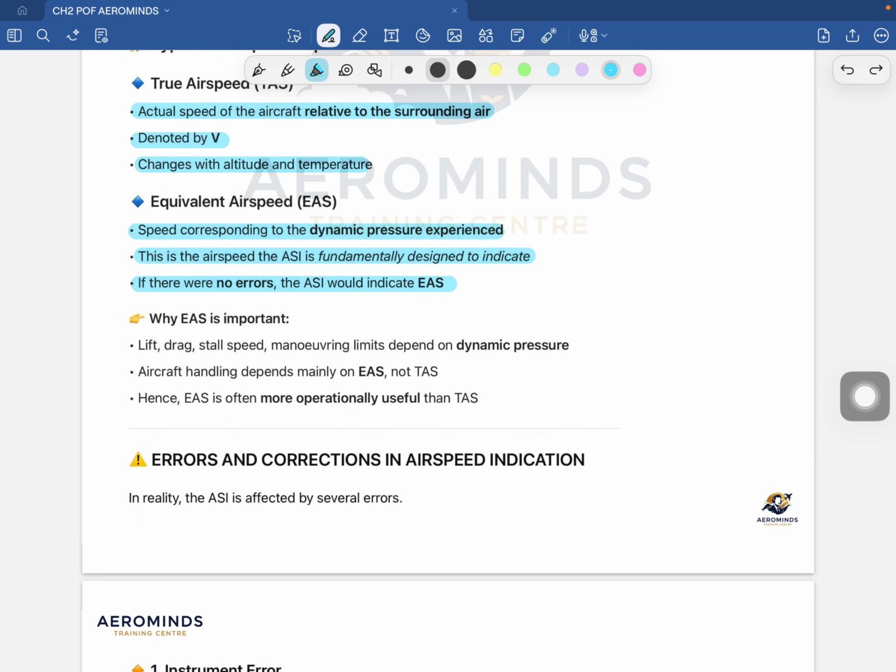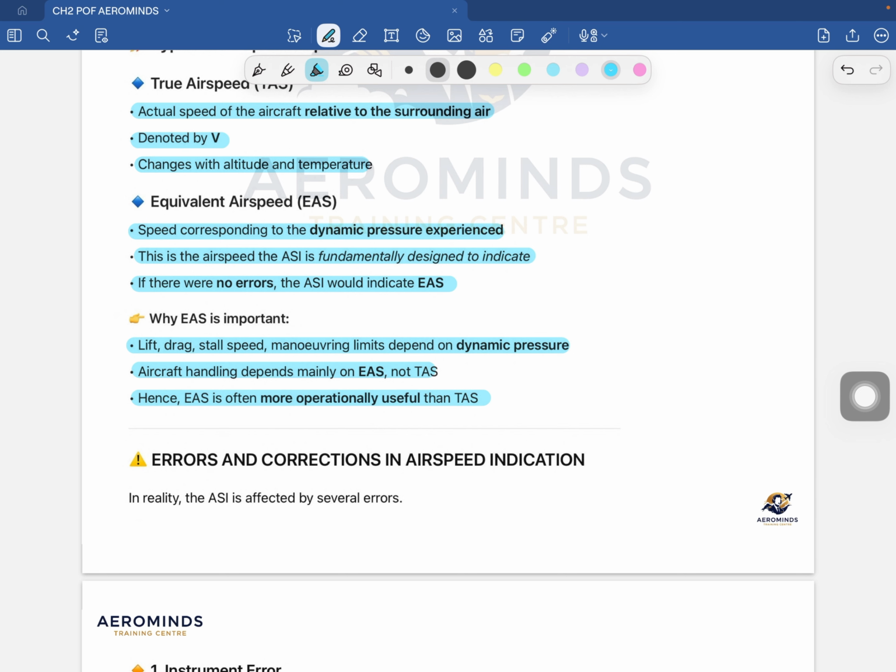So now we'll mark this. Lift, drag, stall speed, maneuvering limits, everything depends on the dynamic pressure. Aircraft handling depends mainly on EAS, not TAS. And hence the EAS is often more operationally useful than the TAS.